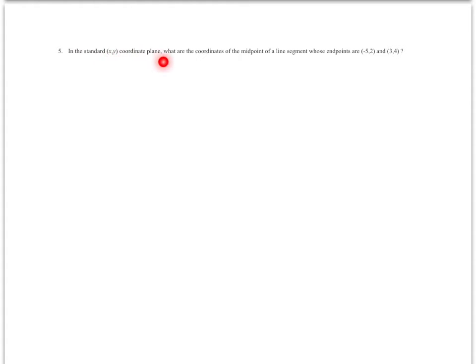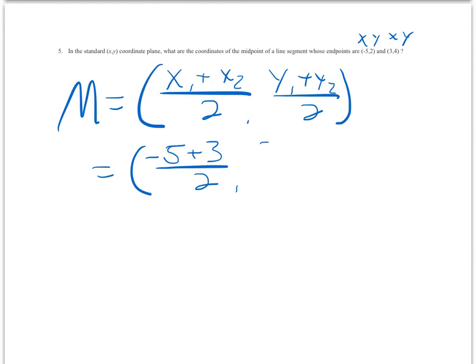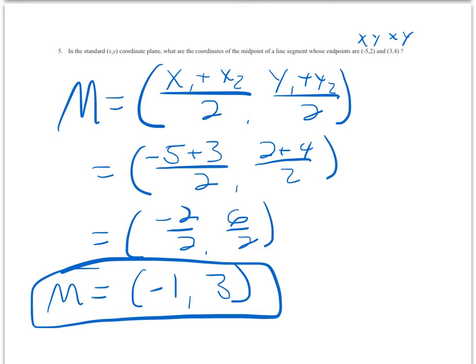In the standard XY coordinate plane, what are the coordinates of the midpoint of a line segment that has these endpoints? This is simple. It's the midpoint formula, which you average your x values followed by averaging your y values. We have xy, xy. X values are -5 and 3. Y values are 2 and 4. Negative 5 plus 3 is negative 2. 2 plus 4 is 6. Negative 2 divided by 2 is negative 1. 6 divided by 2 is 3. Coordinates of the midpoint are negative 1, 3.